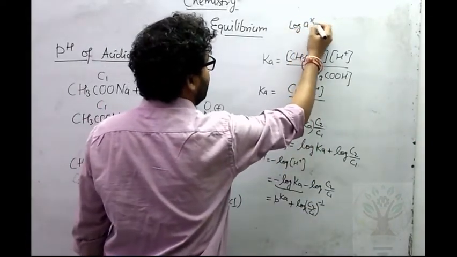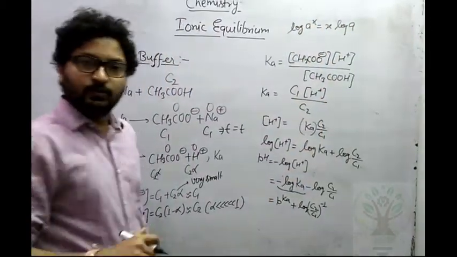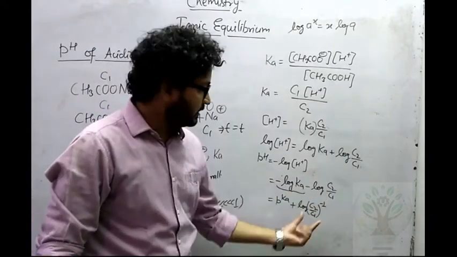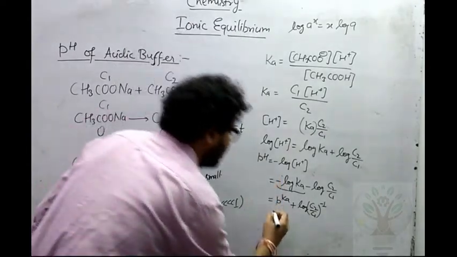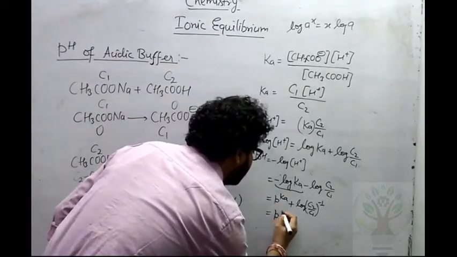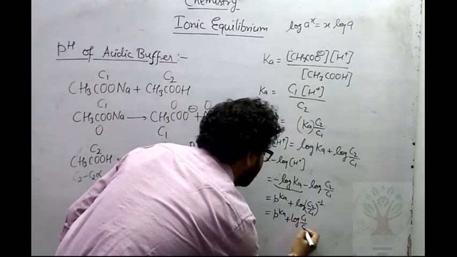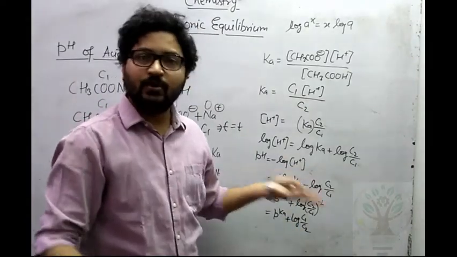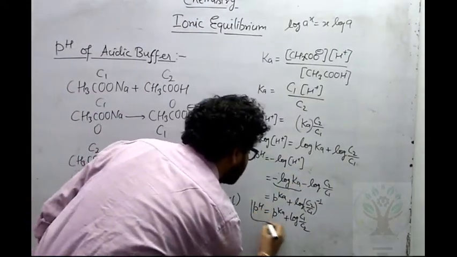Log A to the power X equals X log A. So I did the same thing here. Here it was written minus 1, so I put this minus 1 as a power of C2 upon C1. Now can you see what I am going to get here? I am going to get pKa plus log C1 upon C2. C2 upon C1 to the power minus 1 is what? C1 upon C2. Now what is this? This is your pH.